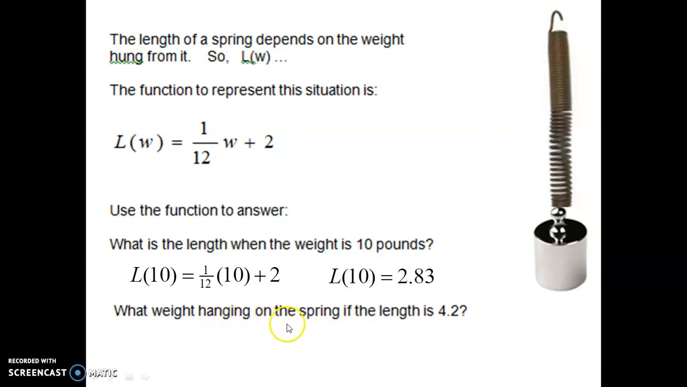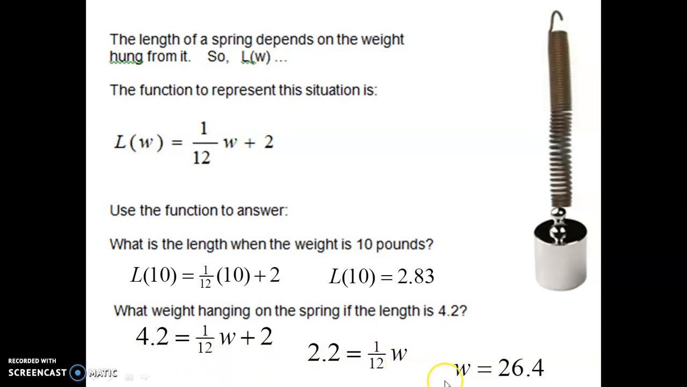Second question, what weight is hanging on the spring if the length is 4.2? Now we know the length. So this whole side of the function, L of w, which is like the y value, gets replaced by the length here. And we can solve backwards to see what weight would create that length. Solving backwards, we can subtract 2 right here, and then multiply by 12 to get rid of that. And we have a weight of 26.4.